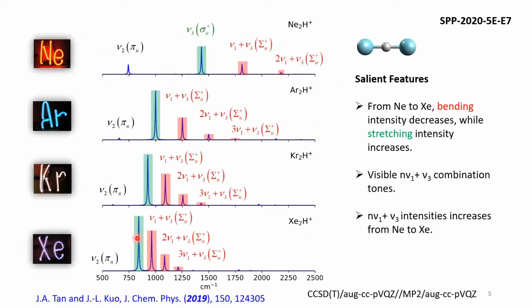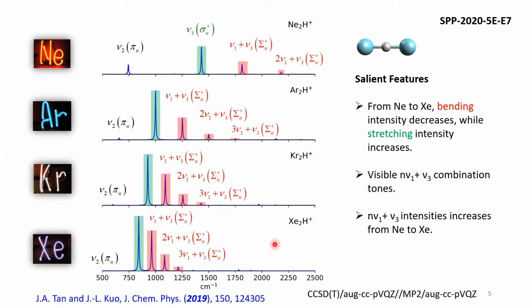As you can see, the asymmetric rare gas proton stretch signature, the green one here, redshifts from neon to xenon, but its intensity increases. Moreover, you see a progression of bands as shown by these red-colored bands. These are the combination bands of the asymmetric rare gas proton stretch with the symmetric rare gas proton stretch. Their intensities and the strength of these progressions increase from neon to xenon, as you could see in the picture.